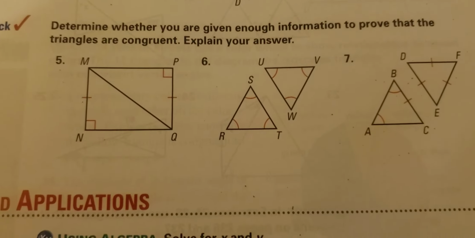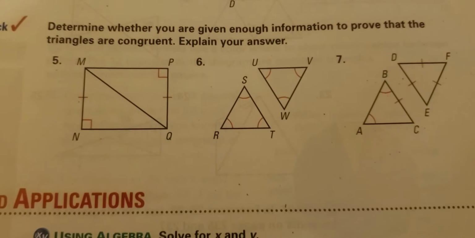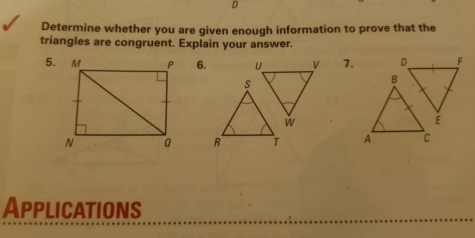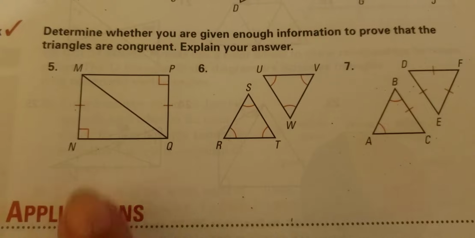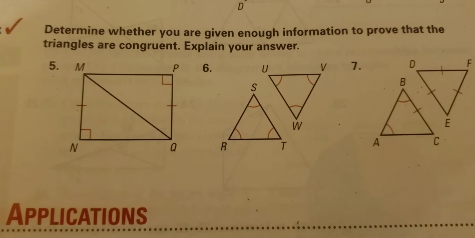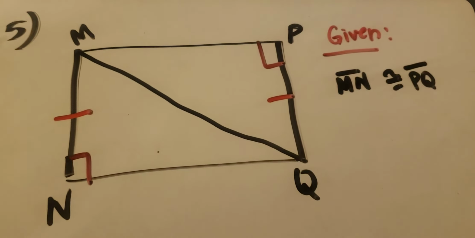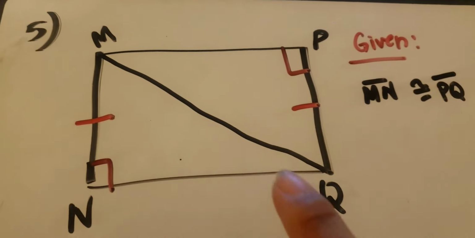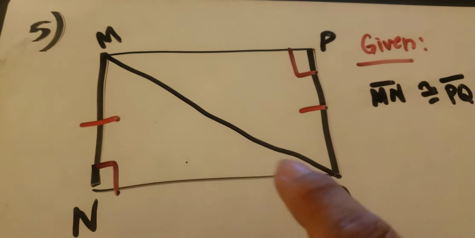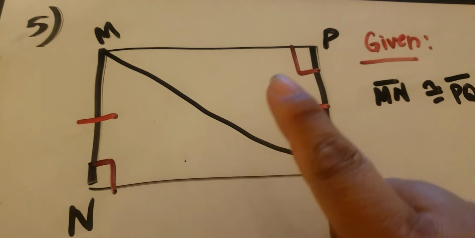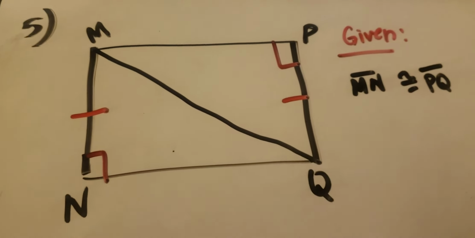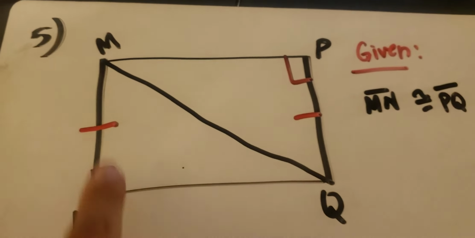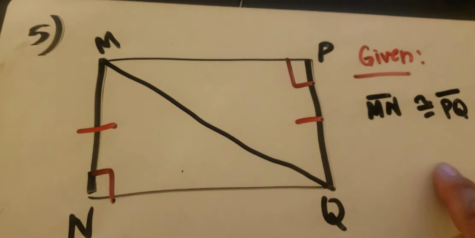And that's it. So let's take a look at some examples, okay? I'm going to use these three examples. It says, determine whether you are given enough information to prove that the triangles are congruent. Explain your answer. So let's start with number 5. Okay, so we're going to redraw it and work off of that. Okay, so here it is. I went ahead and redrew it already. So here we have a quadrilateral, but within this quadrilateral, we have two right triangles, okay? So look, right away, I know what's given is side MN and side PQ are congruent.